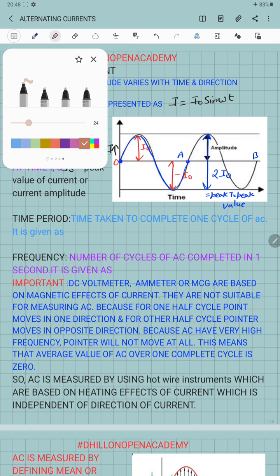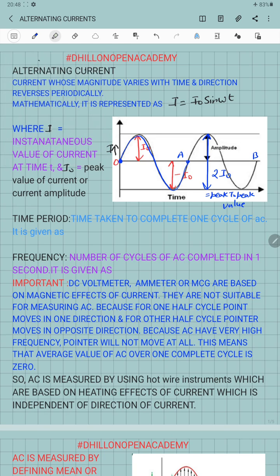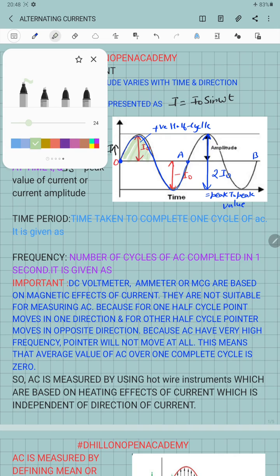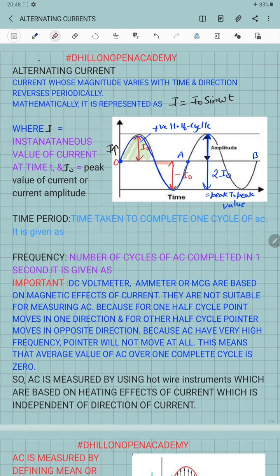This particular portion we call the positive half cycle, and this particular region we call the negative half cycle.